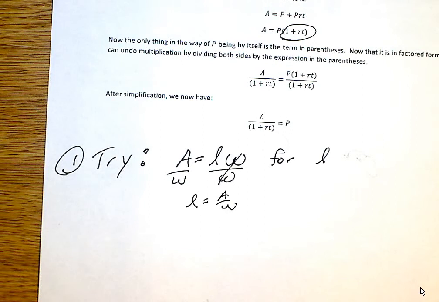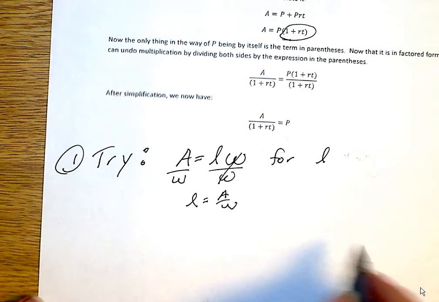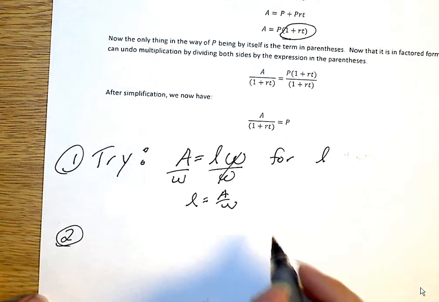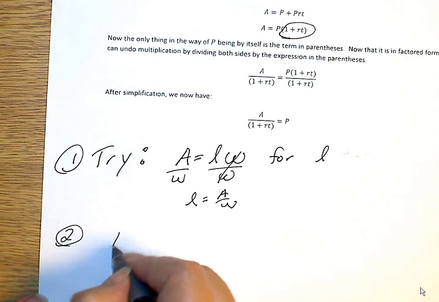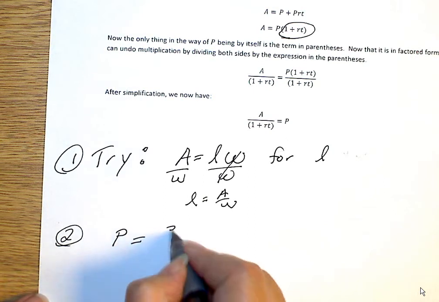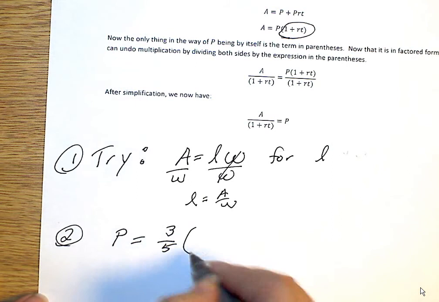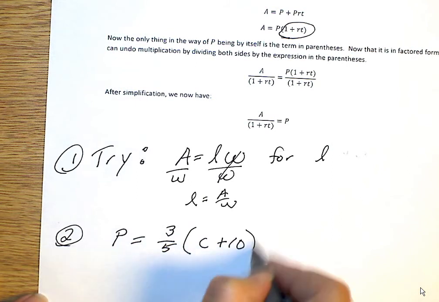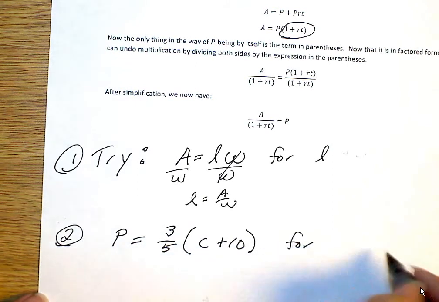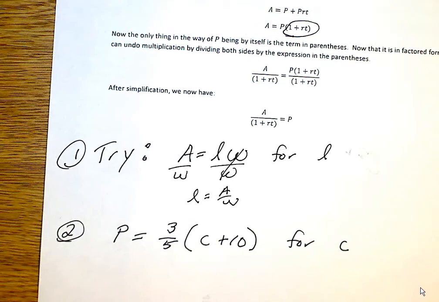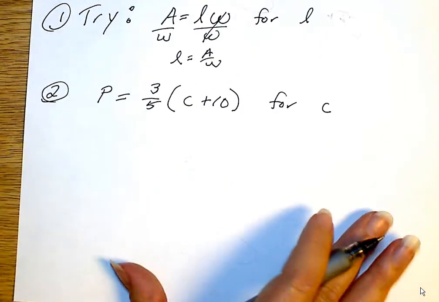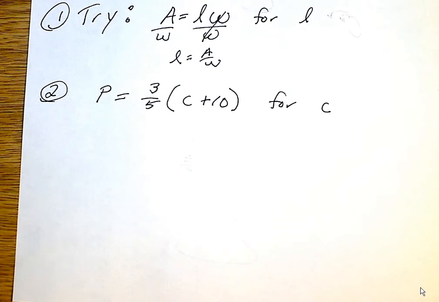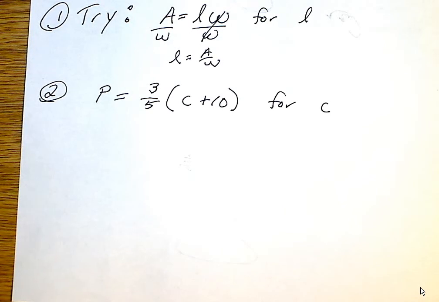All right, try this one. Try number 2, the second type. So we have P is equal to 3/5 times C plus 10, and you're solving for C. So if you need to, look at your example 2 and then try to do number 2.